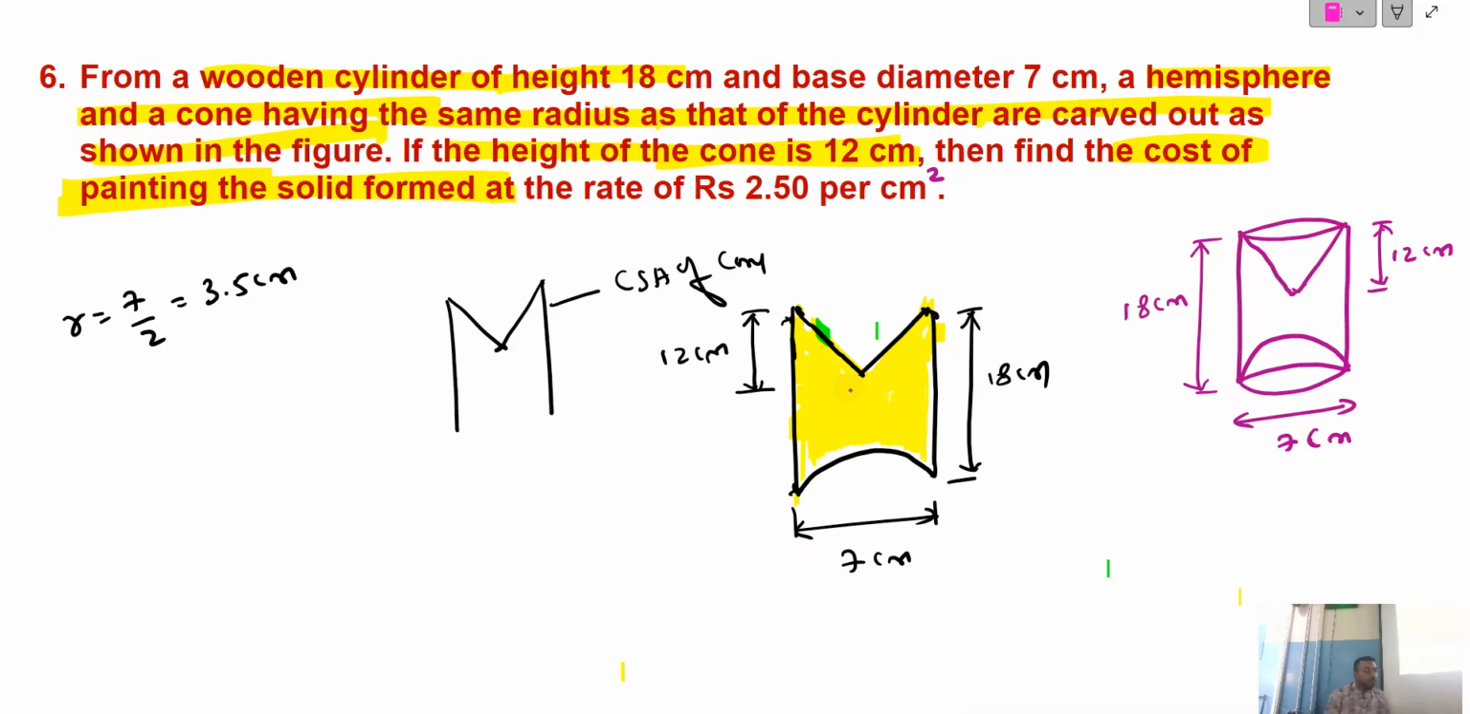We can see these two parallel lines. This is nothing but the curved surface area of the cylinder. We can see this curve. This curve is in the shape of a hemisphere. That's nothing but the curved surface area of the hemisphere.